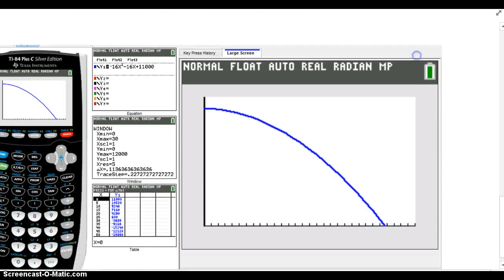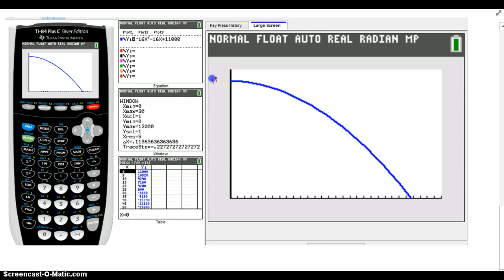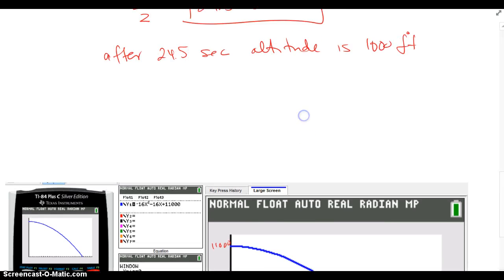So let's see what will happen graphically. We were to begin with at 11,000, and then at about 1,000, let's say right there, I'm just going to guess, ballpark it. How long has gone by?